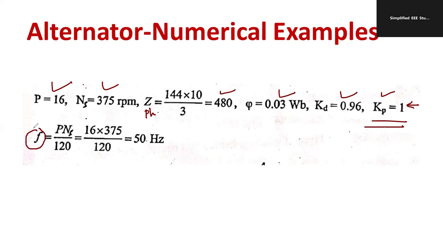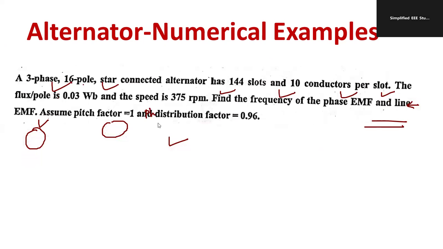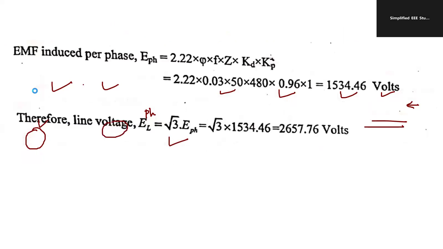First you need to calculate the frequency of power generation. F is equal to P Ns by 120. Ns is given as 375, so I get 50. So the first part is completed. Look at this, the first part: frequency I have calculated. Later we'll be calculating the EMF induced.